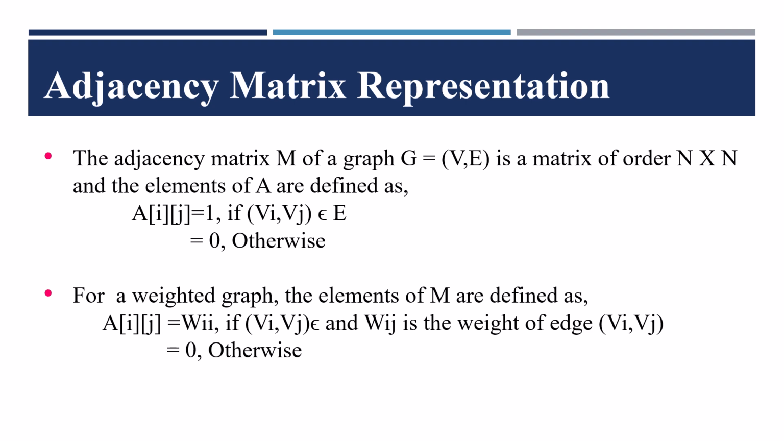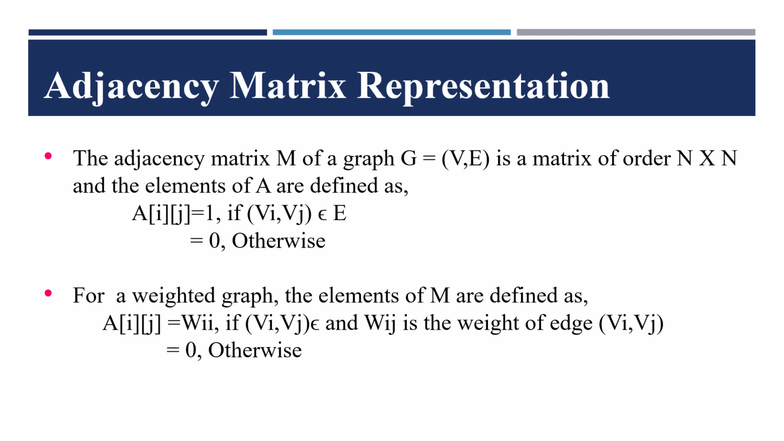If there is an edge between the two points, we write 1 in the matrix. If there is no edge, then we write 0. That's how we represent an unweighted graph, just using zeros and ones to show the connections.